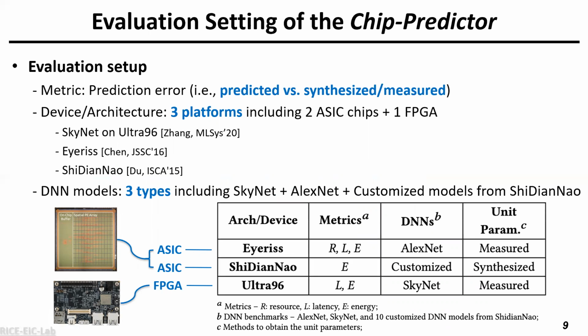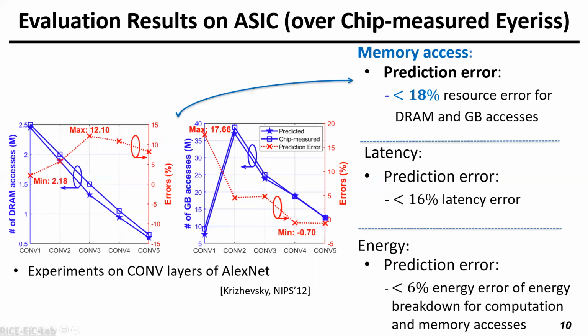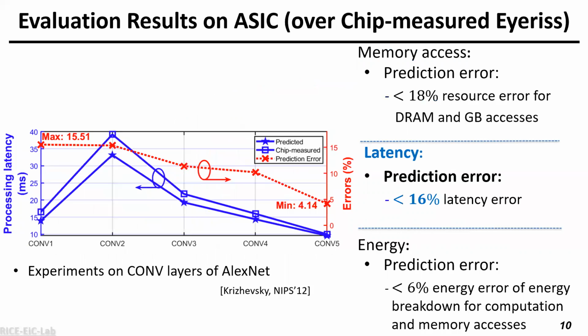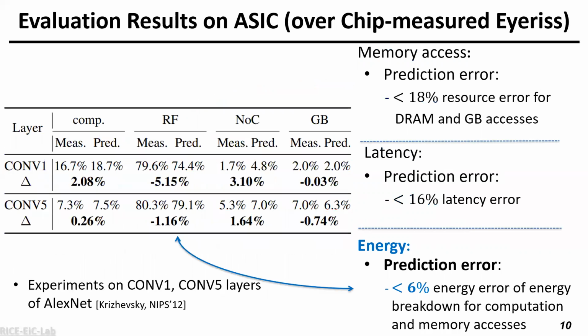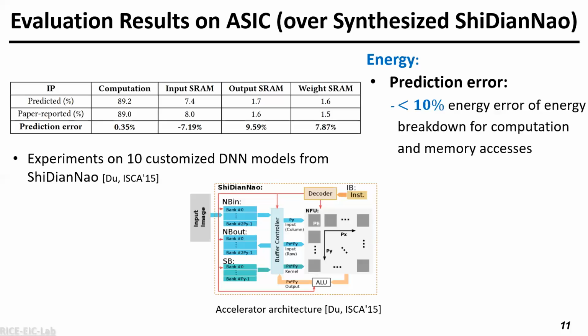Our experiment considers 3 different hardware platforms and DNN models. When our chip predictor is evaluated against the chip-measured performance of the Eyeriss DNN chip, this figure shows that the prediction error in terms of memory accesses of DRAM and global buffer (GB) is less than 18%. The prediction error for latency is less than 16%, as shown in this figure. This table shows that the energy prediction error is less than 6%. Also, by comparing with the synthesized performance of another DNN accelerator, our proposed DNN chip predictor achieves less than 10% energy prediction error, validating its consistent effectiveness for different ASIC hardware architectures.